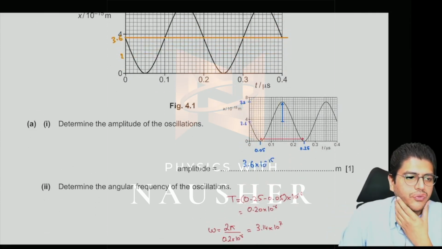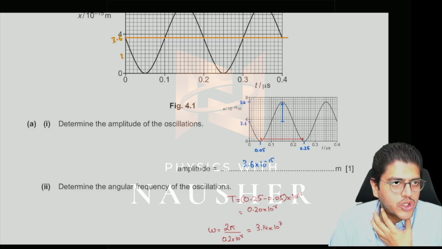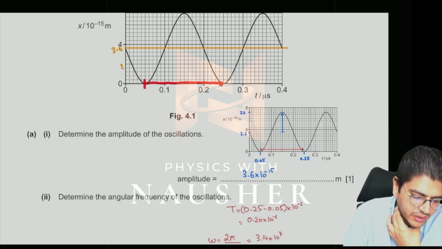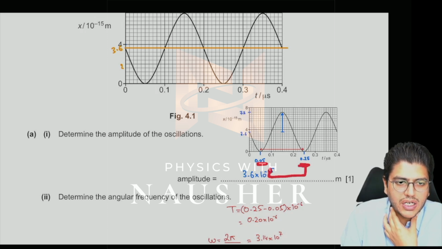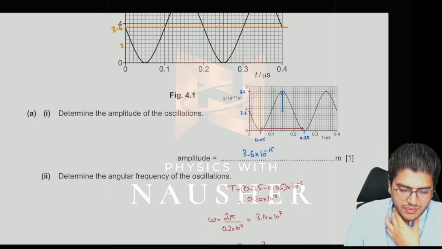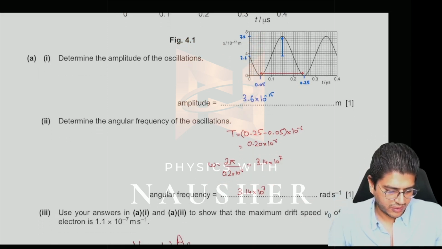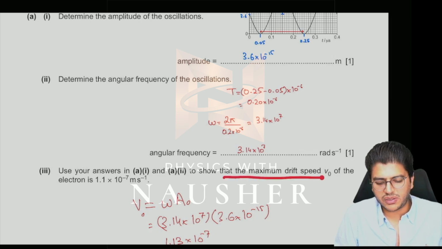What is the angular frequency? Angular frequency, omega, should be 2 pi over T. So what's the time period? I've done that over here. It's basically from here to here. And this number is 0.05. This number is 0.25. So you subtract them. And again, remember that there is micro written over here. So micro is 10 to the power minus 6. So your time period will be 0.2 times 10 to the power minus 6. So omega will be 2 pi over T. So that will be 3.14 times 10 to the power 7. You could write 3.14 or 3.1, whatever suits you. Use your answers in A1 and A2 to determine the maximum speed.